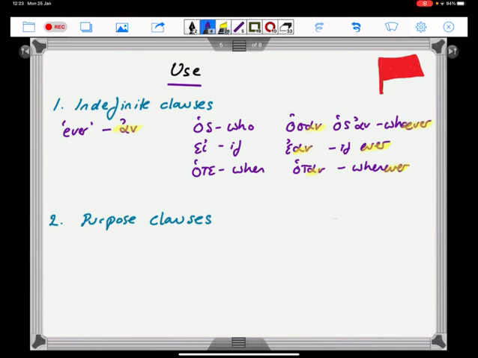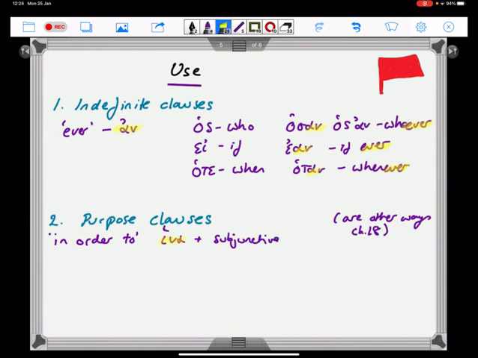The second context you're going to see are purpose clauses. These are in order to in English. There are other ways of doing these, which we'll look at in chapter 18. But for now, in order to can be expressed using hina plus a subjunctive. So your trigger word this time is hina. Think about this in context.